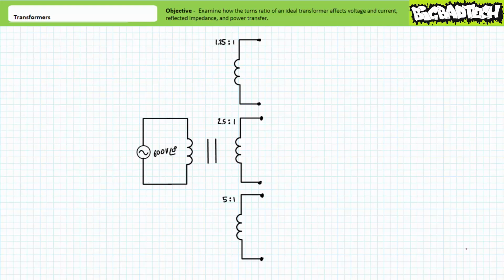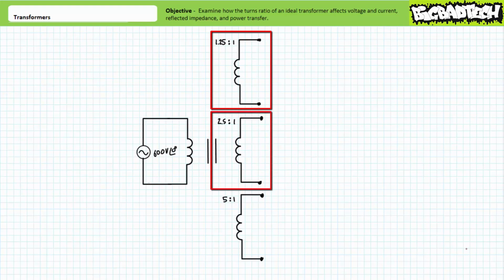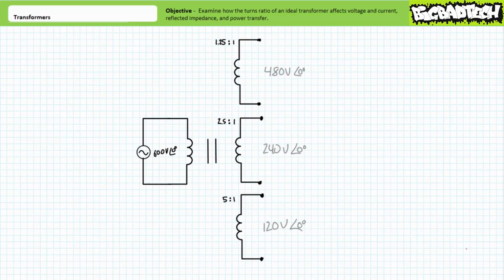Consider a transformer primary supplied by incoming 600 volts. However, it contains not one, but several different secondary windings. One with a 1.25 to 1 turns ratio, another with a 2.5 to 1 turns ratio, and yet another with a 5 to 1 turns ratio. Given turns ratio is directly proportional to voltage, it can be demonstrated that the first secondary winding will have an output voltage of 480 volts, the second secondary winding will have an output voltage of 240 volts, and finally the third secondary winding will have an output voltage of 120 volts.